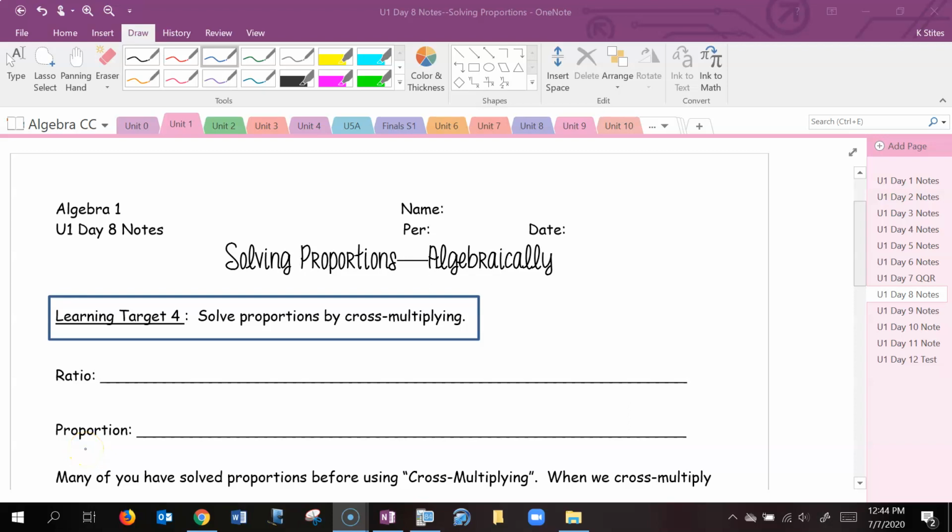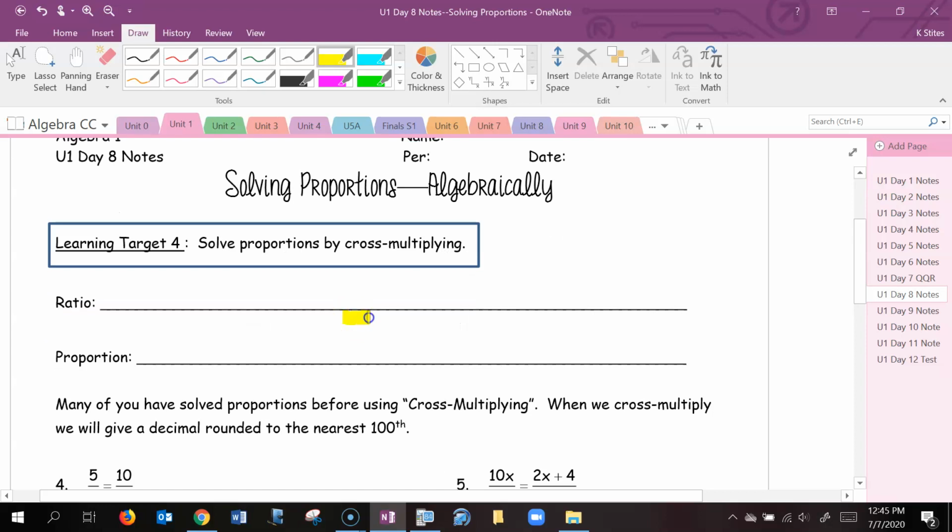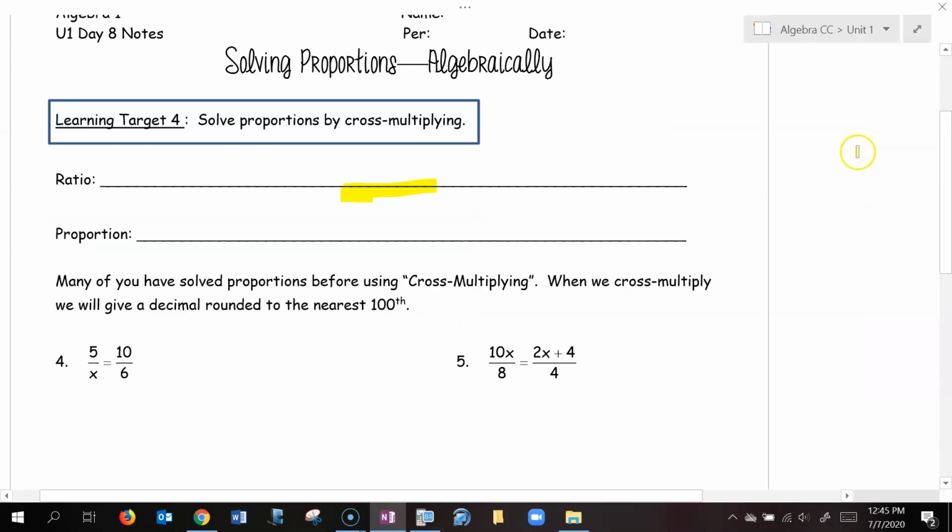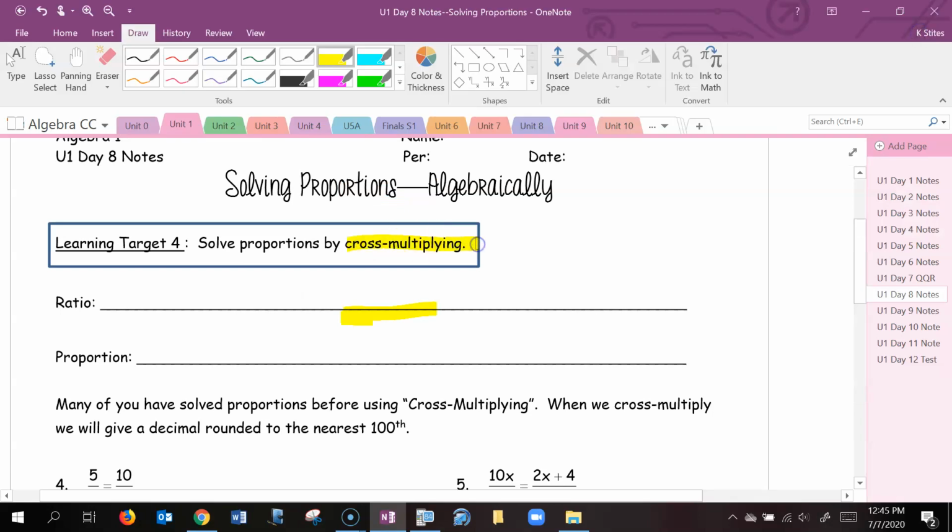Hello, Algebra 1. Today we are going to be talking about solving proportions algebraically. We're going to do more with proportions tomorrow. We're going to do some word problems, which I know you're super excited about. So our big goal today is to solve proportions by using something you are probably familiar with: cross multiplying. All right, so here we go.